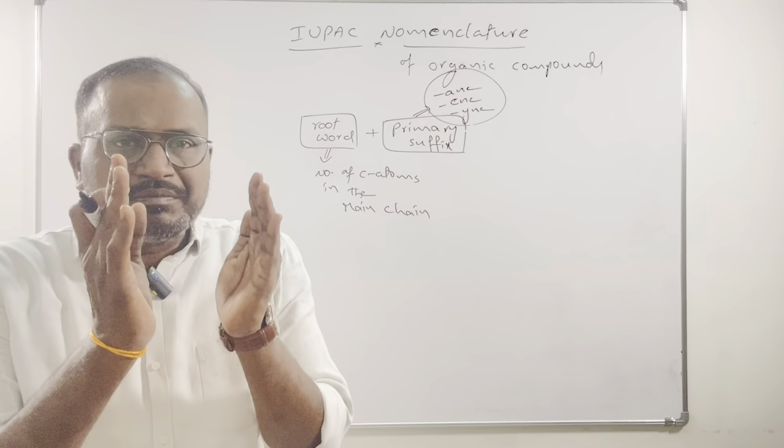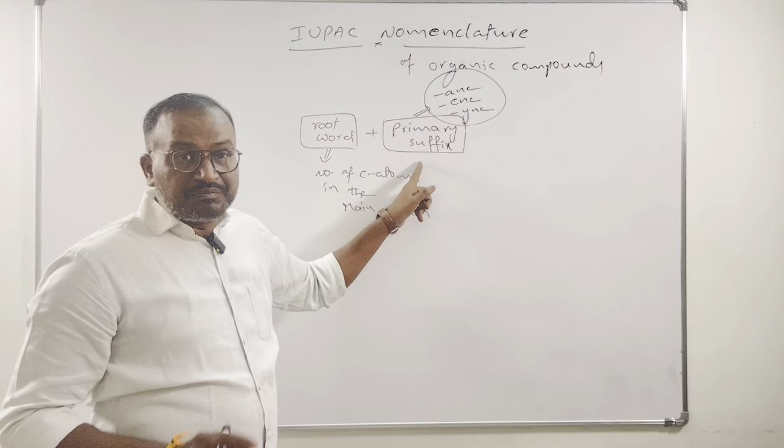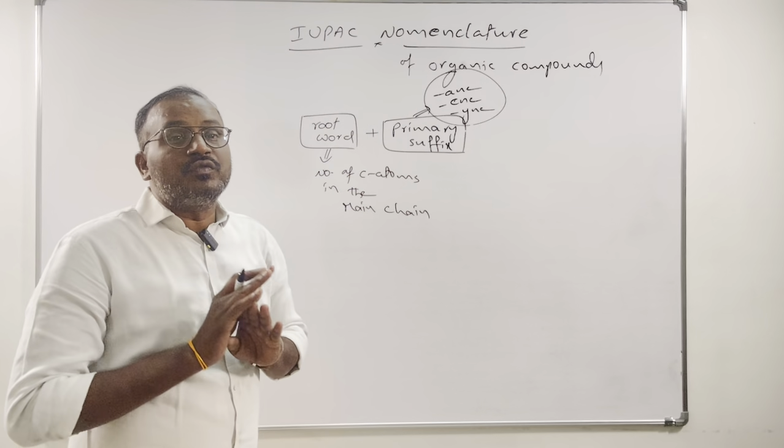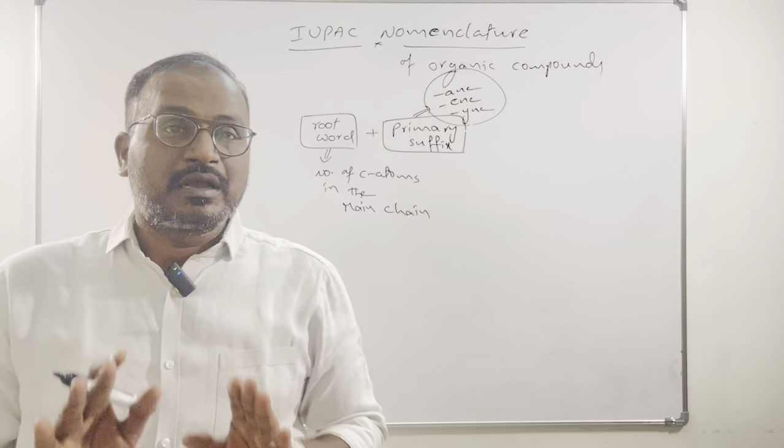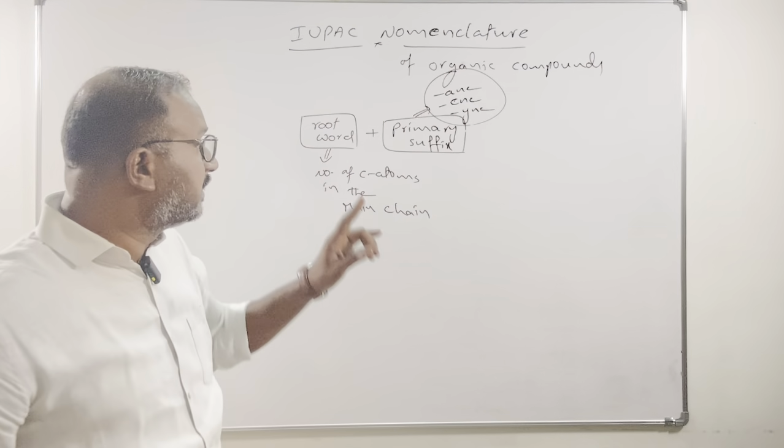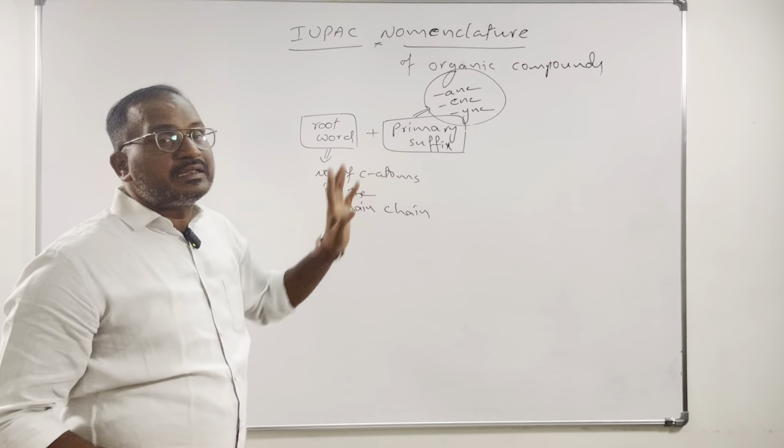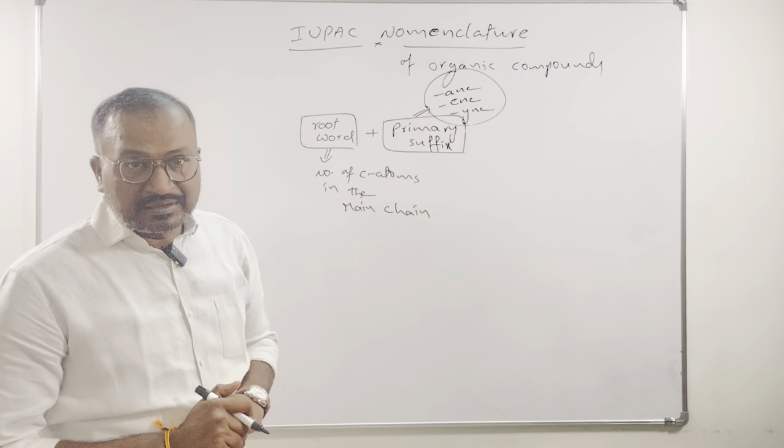Every organic compound contains these two at minimum. Without these two, we cannot represent an organic compound. At minimum, the root word should be there and then the primary suffix.